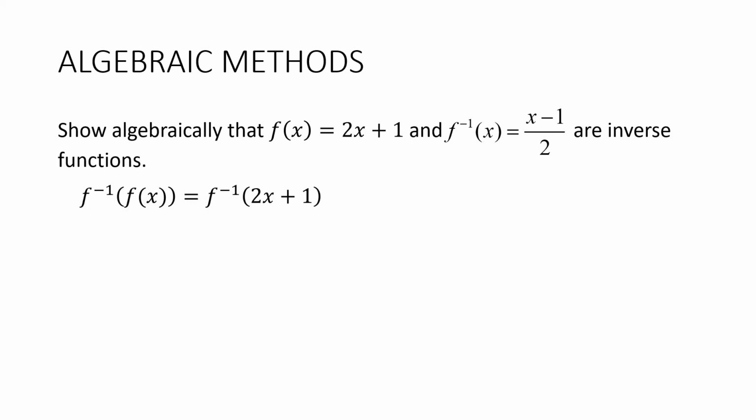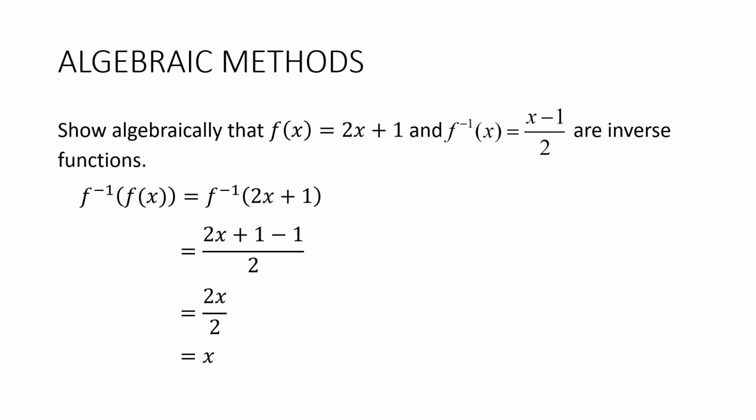So we're going to start with f to the negative 1 of f of x. So instead of f of x, I'm putting 2x plus 1 in here. Now when I work this out, anywhere I see an x, which is here, I'm going to put 2x plus 1. So 2x plus 1 take away 1 all over 2. Tidy up the top, I get 2x over 2, which is x. So because this is equal to x, then f of x and f to the negative 1 of x are inverse functions.